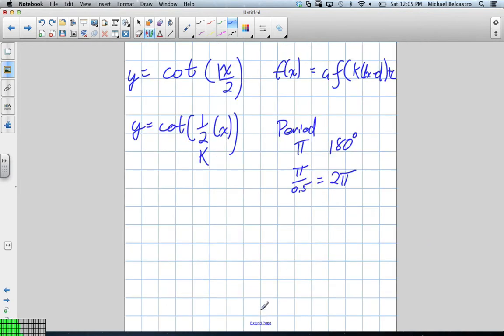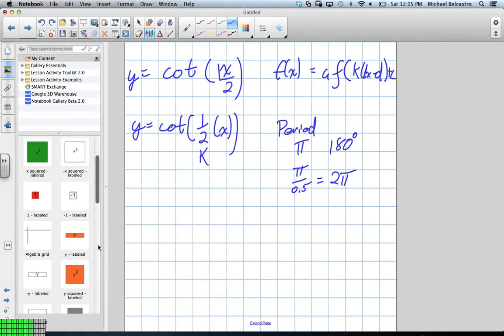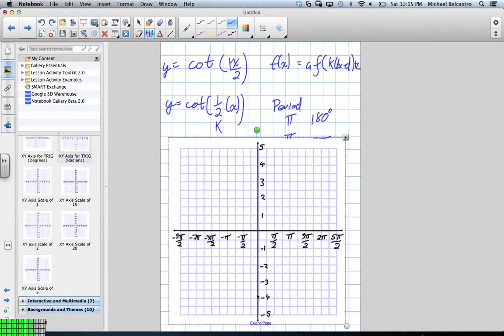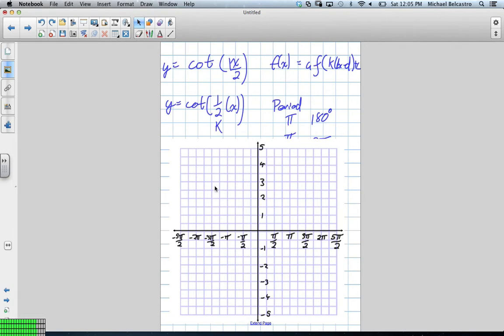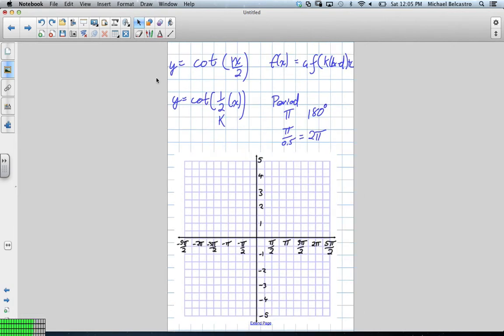Okay? So we'll originally draw our cotangents again. Hopefully from memory, we're very good with them. We'll get our graph up here. I know the computer's going slow. Okay. We'll draw our original cotangents. Let's see if we can remember them from memory.